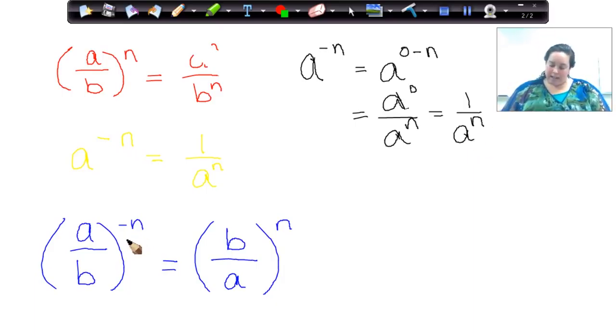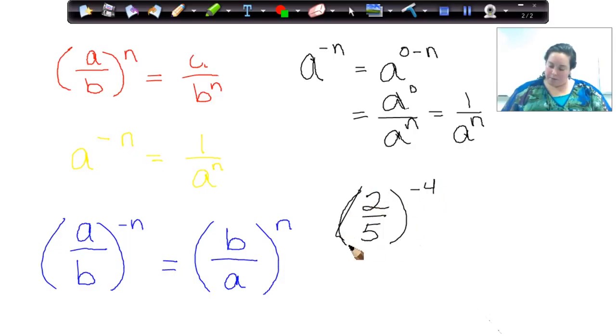All right, and then for this last one, this one is just putting these 2 ideas together. If you have a over b to a negative power, then you flip the fraction. It's a reciprocal and it's a positive power. So for example, if we had 2 over 5 raised to the negative 4th power, that is the same thing as 5 halves raised to the positive 4th power.